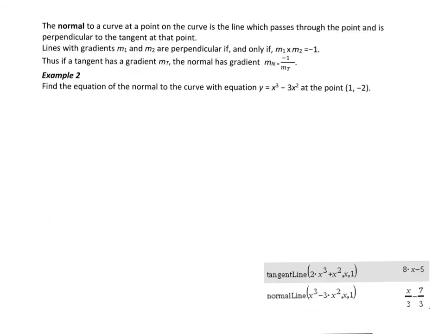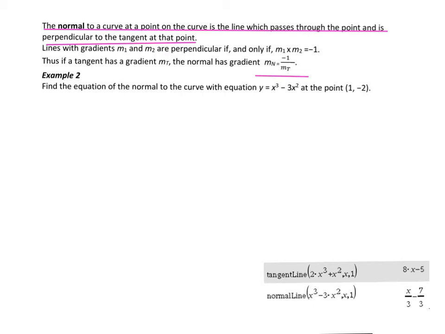Looking at the normal here, we know, or we should know, that the normal is perpendicular to the tangent. And this is really important. The normal to a curve at a point on the curve is the line which passes through the point and is perpendicular to the tangent at that point. What we should know about perpendicular lines from previous studies in Year 9 and Year 10 is that their gradients are the negative inverse of each other. So if you have the gradient of one, then the gradient of the other will be the negative inverse. Let's put that into action for this next question.